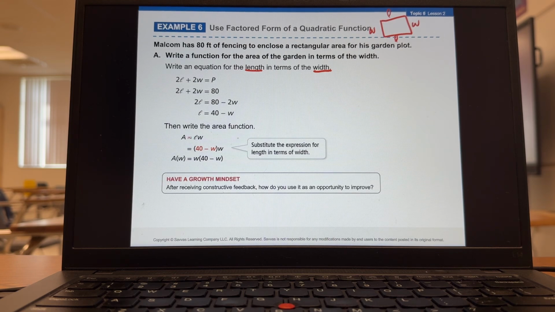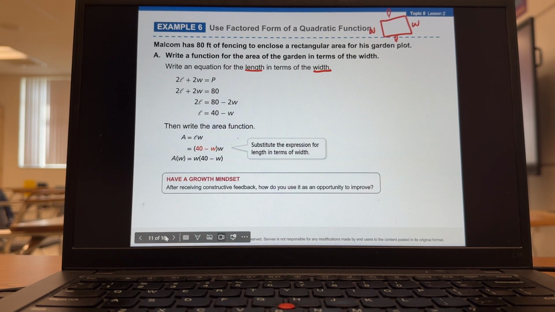Now, area is length times width. I don't know my area, so A of W, because that's the variable that I'm going to have on the other side of the equation. My length is now 40 minus W, so that goes inside parentheses times my width. So A of W equals W, I like having my W on the left side as well, times 40 minus W.